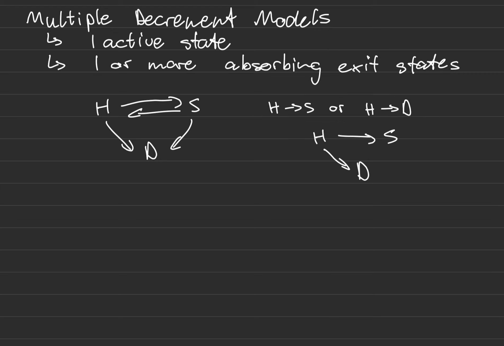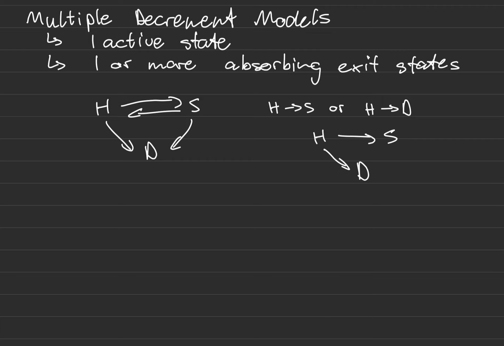Okay, and so this we will call a multiple decrement model, because there is one active state, and the active state here is H, and then there are one or more absorbing exit states, those being sick and dead. Okay, so this is not really a multiple decrement model, because the active state could theoretically be S or H. We actually need a little bit more detail in order to trim down that model into a multiple decrement model where there's only one active state.